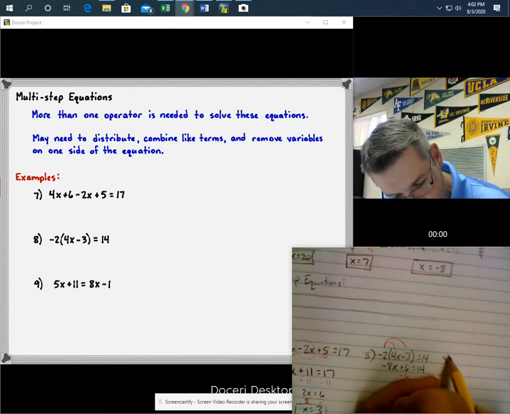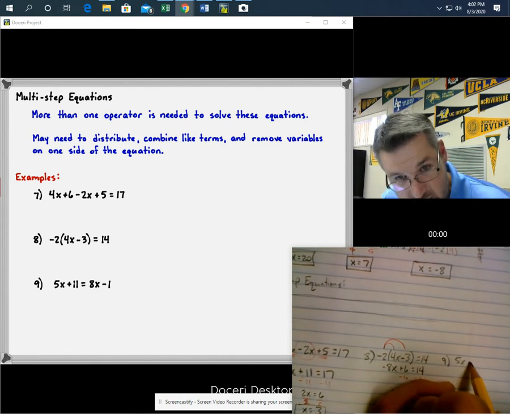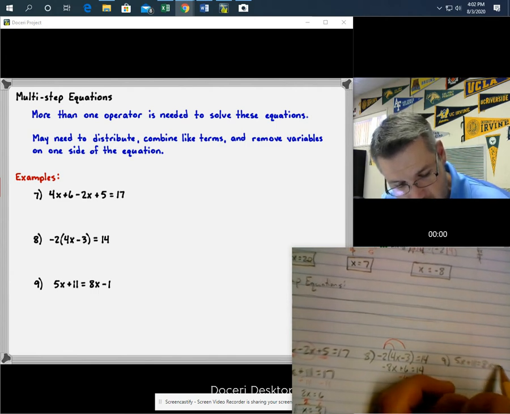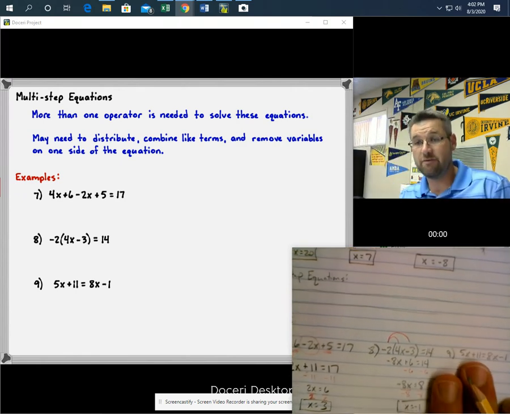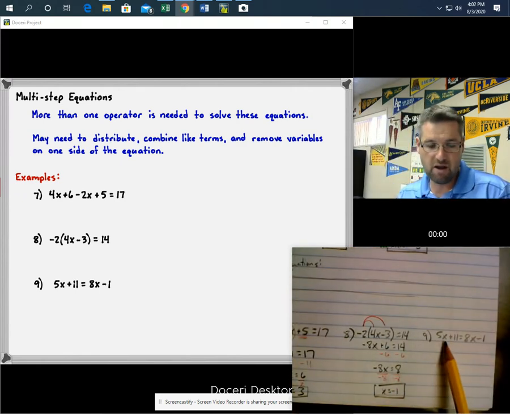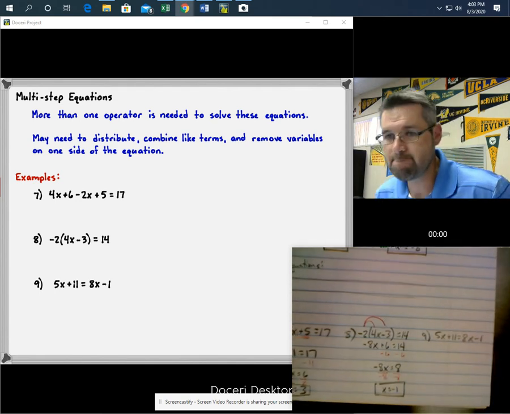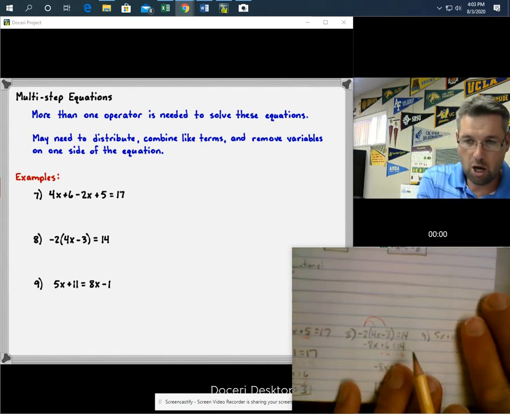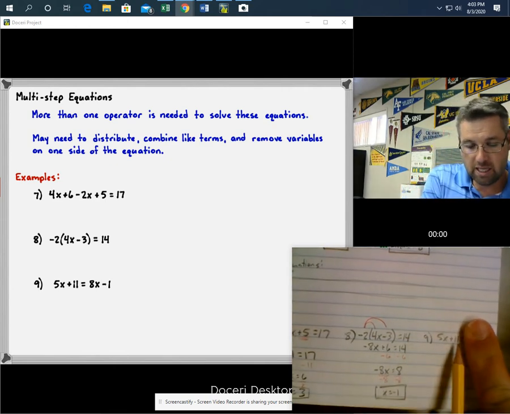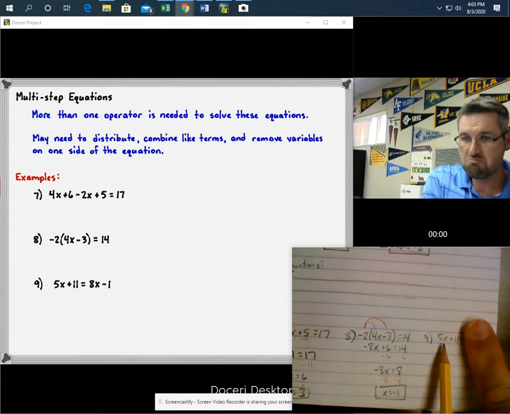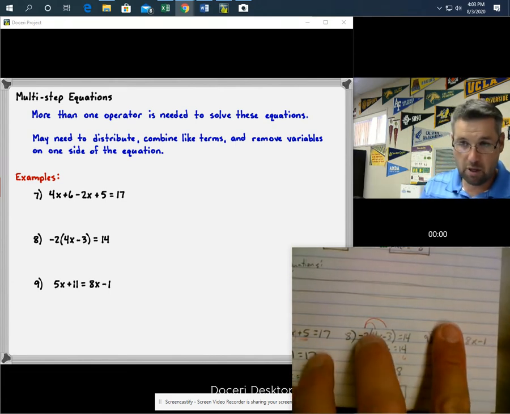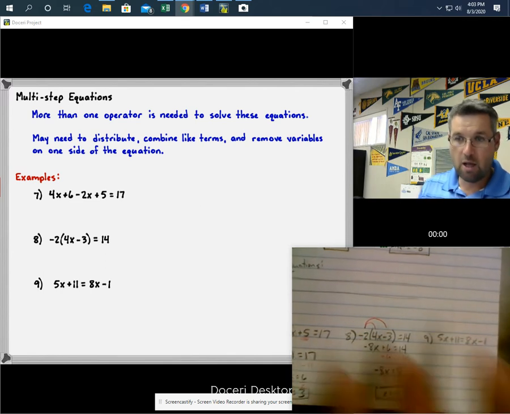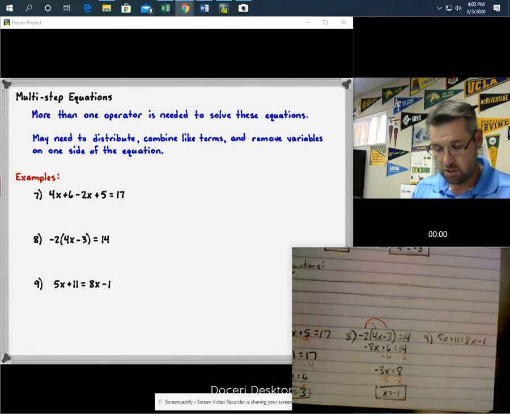The last example, number 9, is 5x plus 11 equals 8x minus 1. Okay, now this one's a little bit different because what we notice is that there's variables on both sides of the equation. So the first thing we're going to try and do is distribute and combine like terms. But remember, you're only distributing and combining like terms within an expression. You're only distributing and combining like terms on one side of the equation. So looking at this side of the equation, can I combine anything over here? No. Now we look on the right-hand side. Is there anything I can combine? No. So we've done our combining like terms and distribution. There was nothing to do.